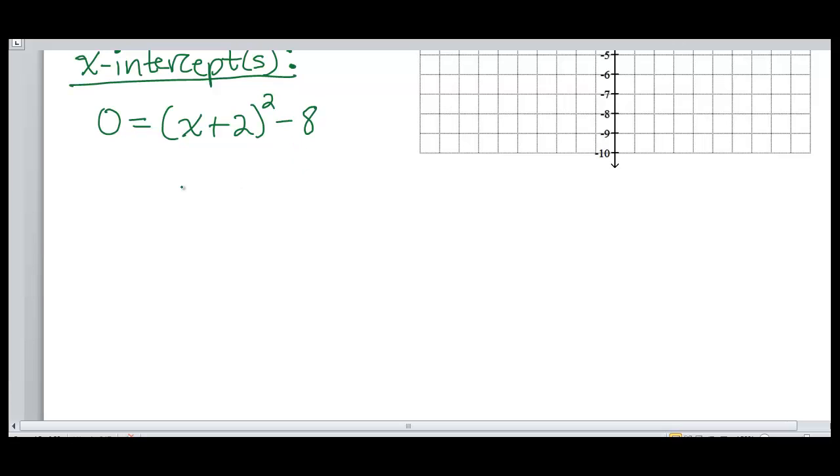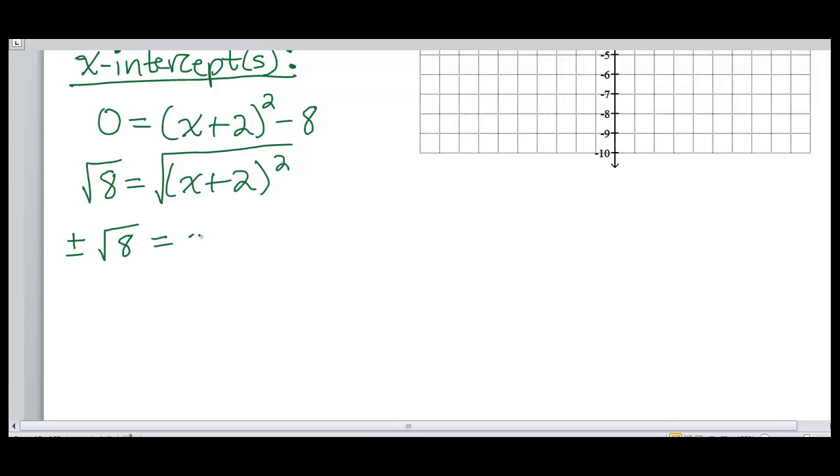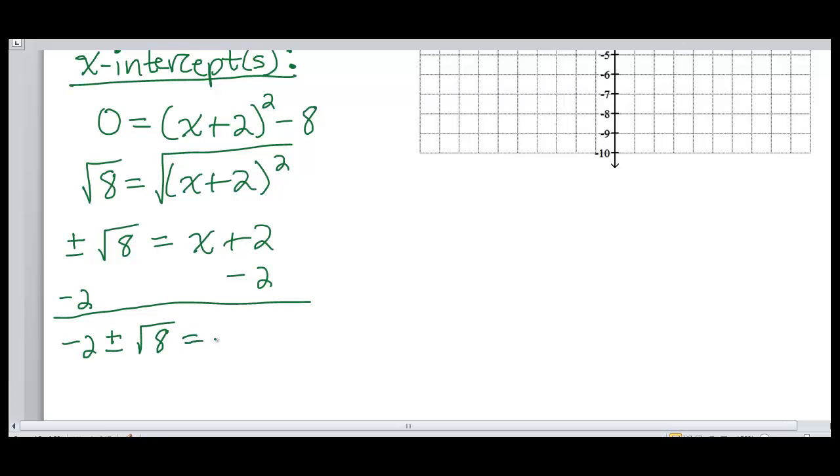If I add 8 to both sides, I get 8 equals (x plus 2) squared. Then I'm going to take the square root of both sides, because I've got to get rid of the squared so I can isolate the x. Remember, when you have a variable expression, you have to put plus or minus. That equals x plus 2. Now, to finish solving for x, I'm going to subtract 2 from both sides. I have negative 2 plus or minus the square root of 8 equals x.